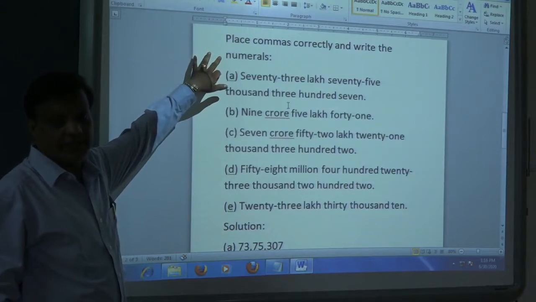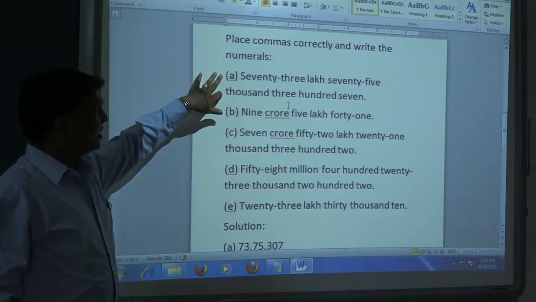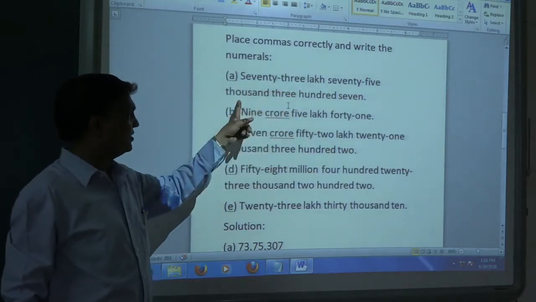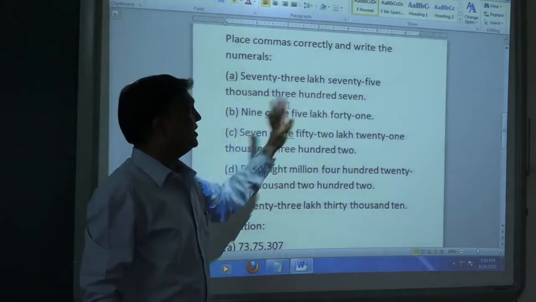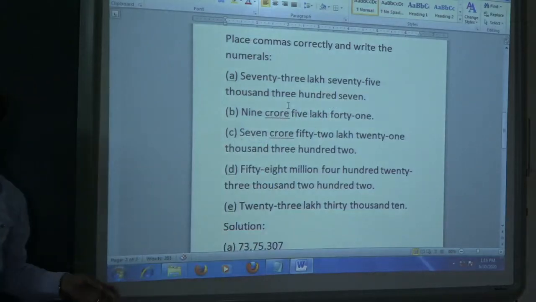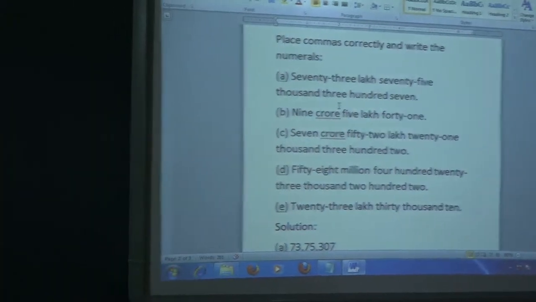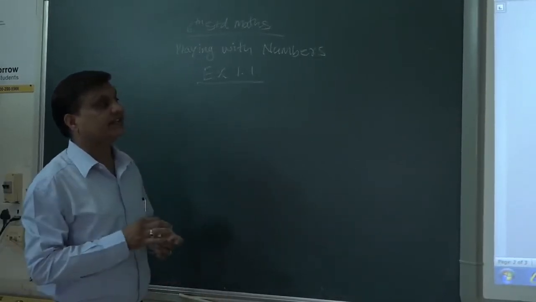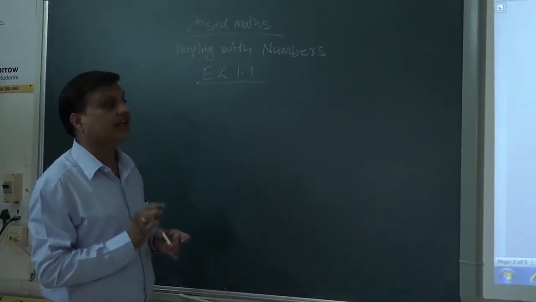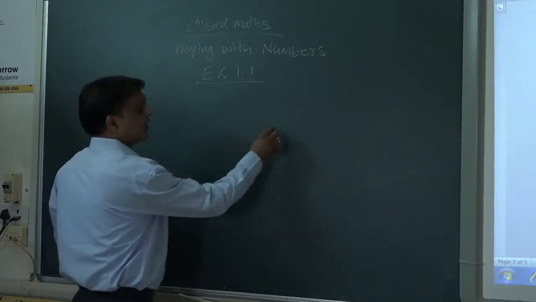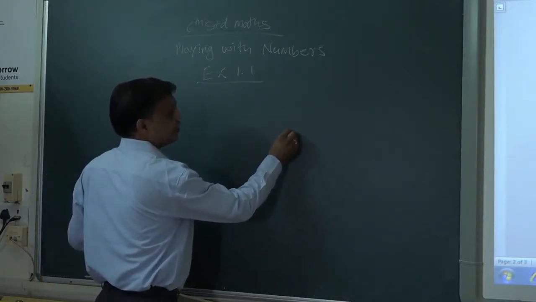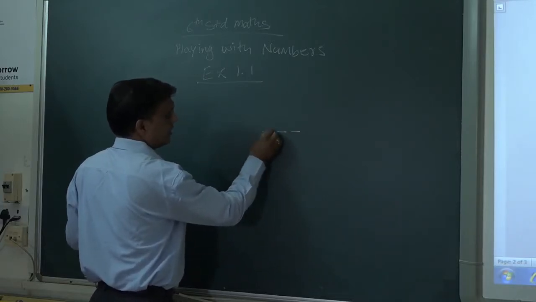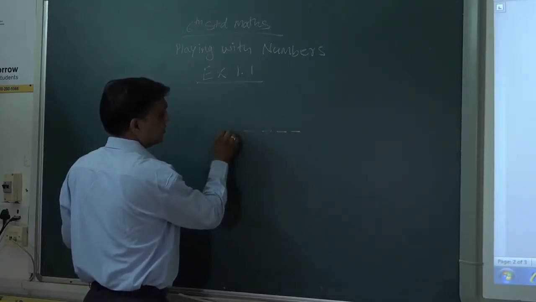75,307. So here the number name is given. You have to write it in the numeral. Numeral means numbers; you have to write in numbers. Here the number name is 73 lakh 75,307. Please pay a little more attention here. Look at the board now. First you see 73 lakh 75,307. So first we will write here.